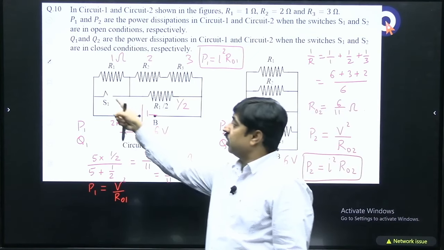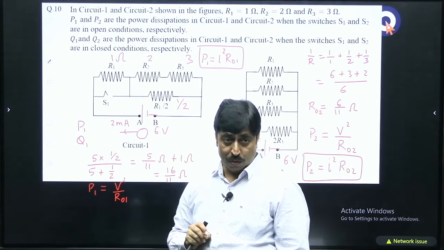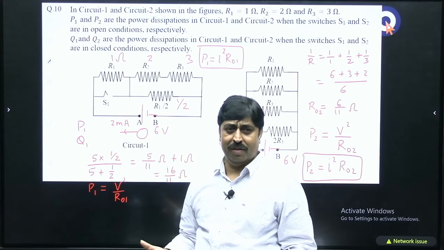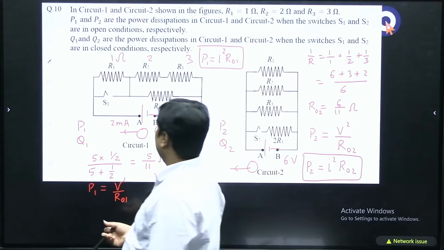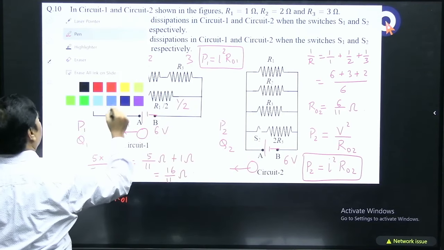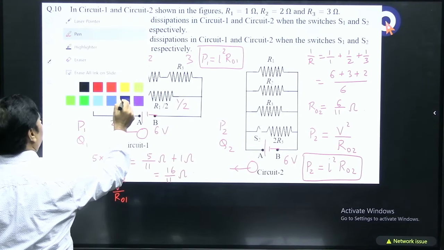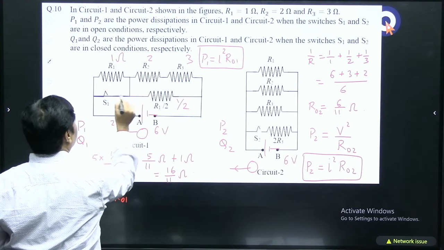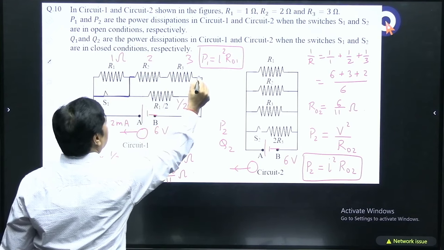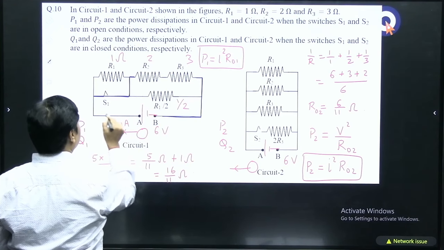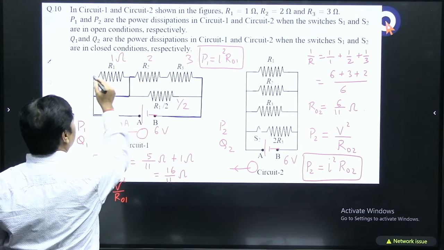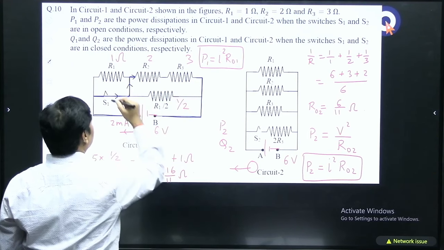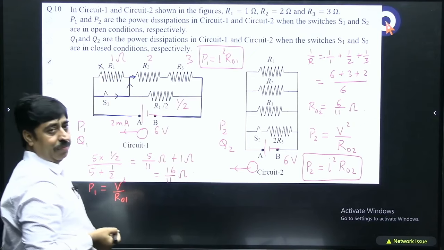When this switch is closed, can you see that this resistance is short circuited? That means actually the circuit will be like this. This resistance has no role to play. This is a short circuit. So, the whole circuit is like this. There will be no current through this resistor. Whatever current is there, it will be going like this. So, there is no role of this resistor.